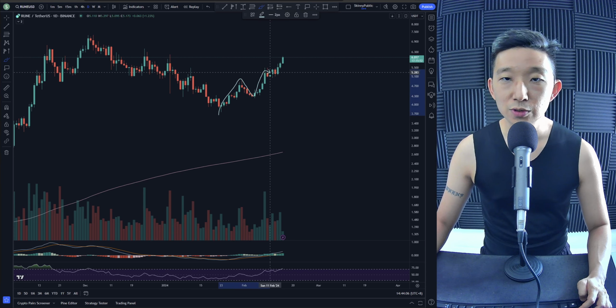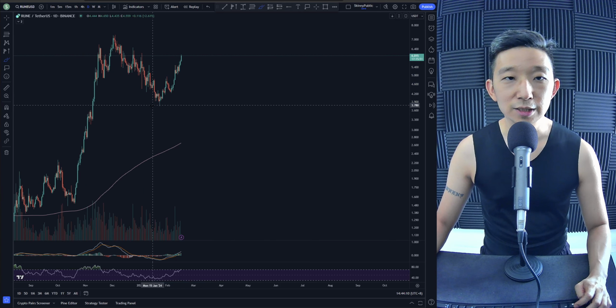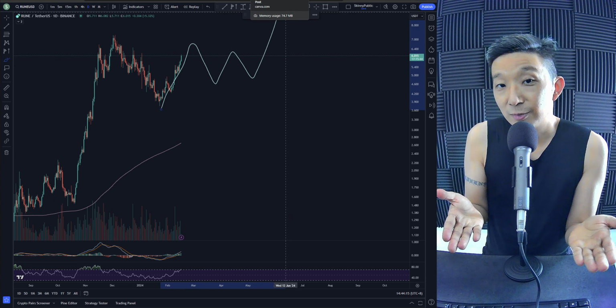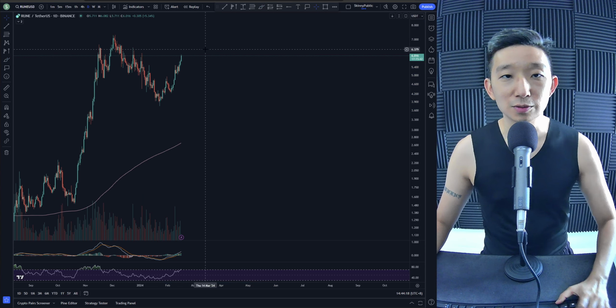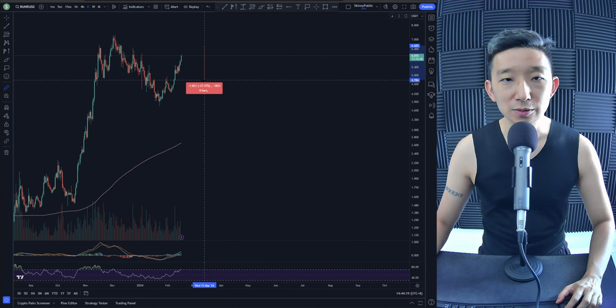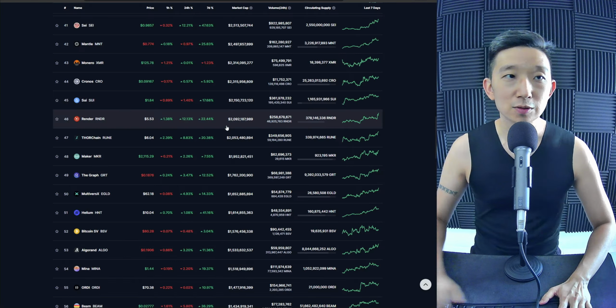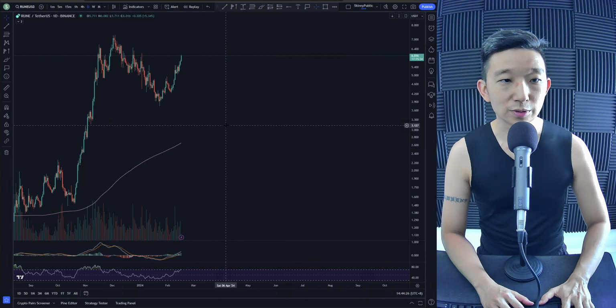This whole thing is a 1, 2, 3, 4, 5. This is a very strong type of a B. Hopefully, we get something like this and we continue higher. That would be awesome. We could correct, I don't know, 20%, if and when we rise. So we'll see how it goes for Rune.